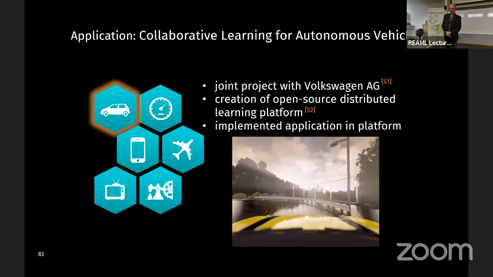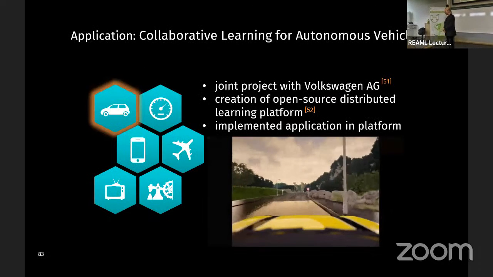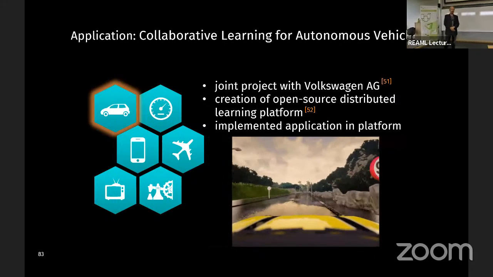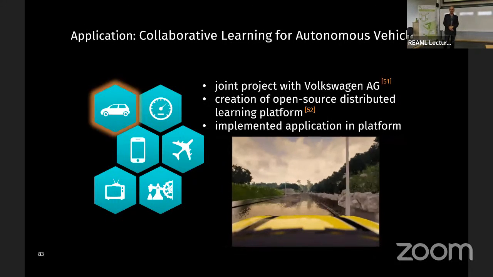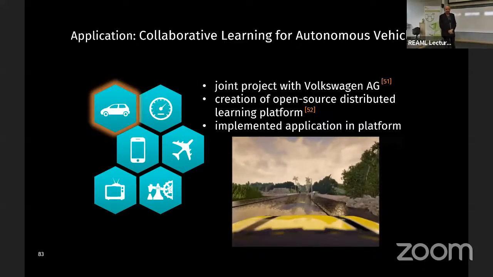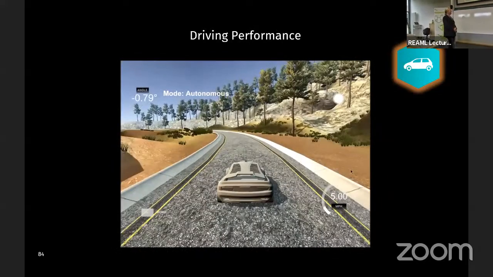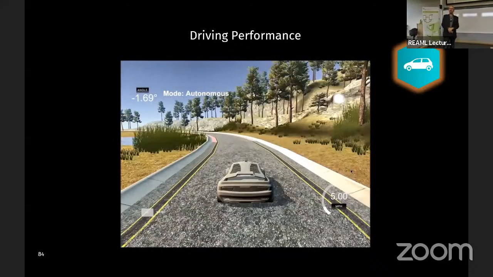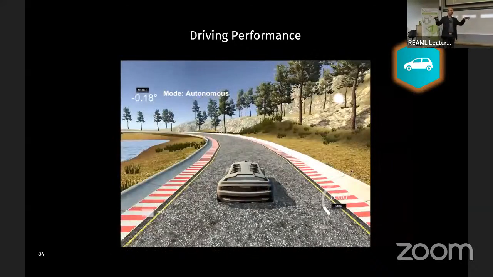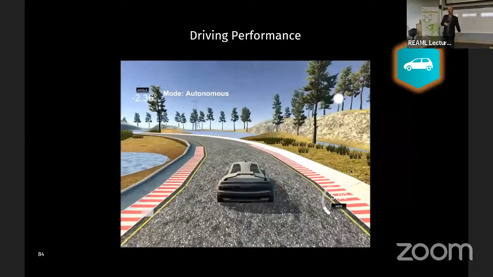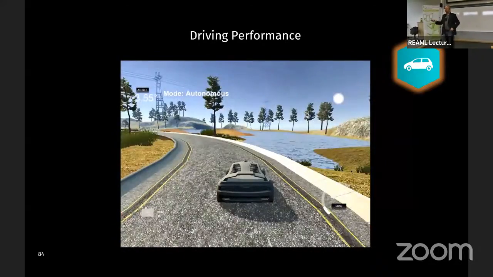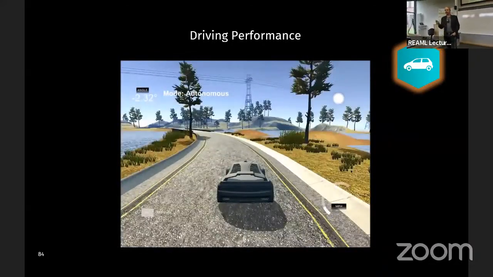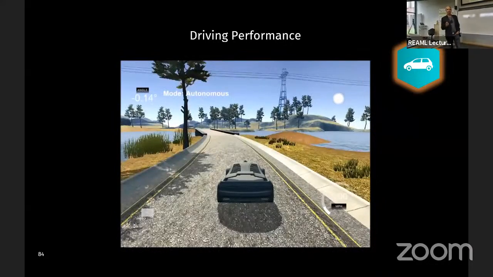And just for fun, we applied this in a project with Volkswagen to train autonomous driving functionalities. And what I can show you here is this toy experiment we did, where we had this driving simulator, and we had 5 cars that would drive around and learn locally and then communicate using this dynamic averaging. And what you see here is the model that in the end came out, and it drives around fairly okay.